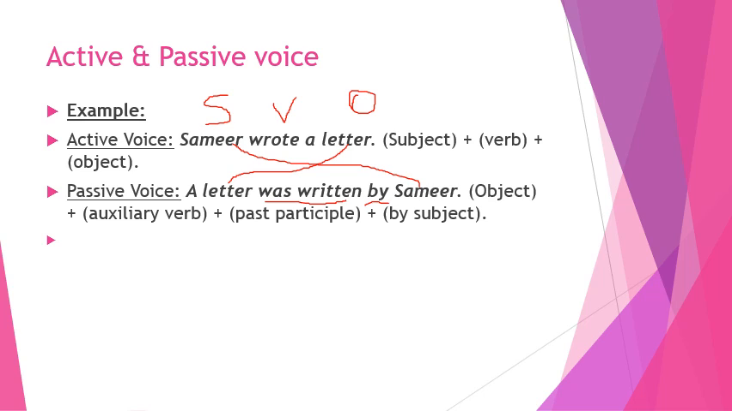So you can see there the verb is in the second form, here the verb is in the third form, and the helping verb "was" is used, because with all simple past we have to use the helping verb was or were.